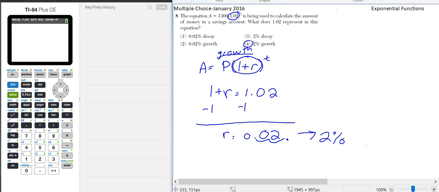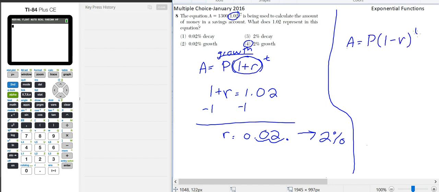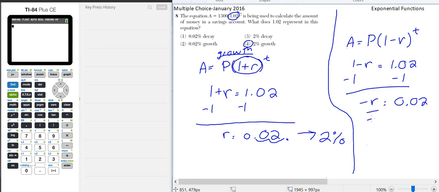Let's say we had tried to answer this using the exponential decay equation. A is equal to P times 1 minus R to the T. Whatever we have in the parentheses is 1 minus R, and we're going to set that equal to 1.02, and let's see what we get. Subtract 1 from both sides. Negative R is equal to 0.02. Then we want to get R alone, so divide by negative 1 on both sides. R is equal to negative 0.02.